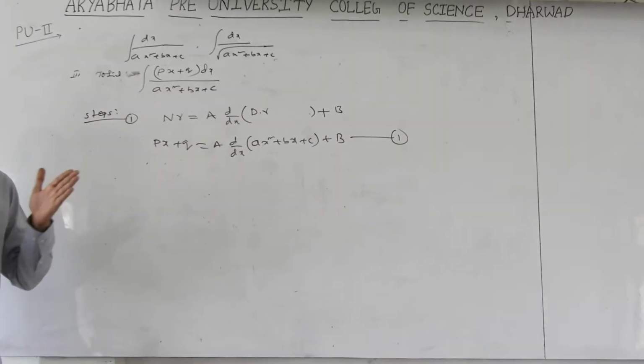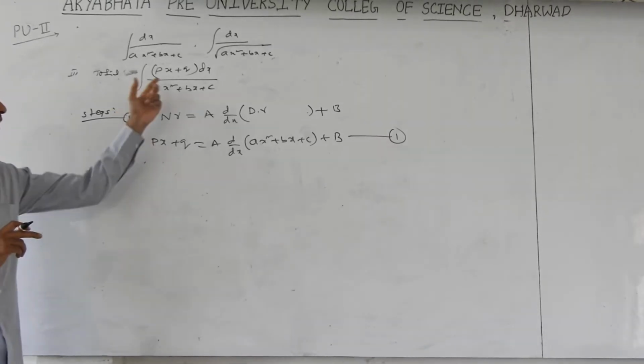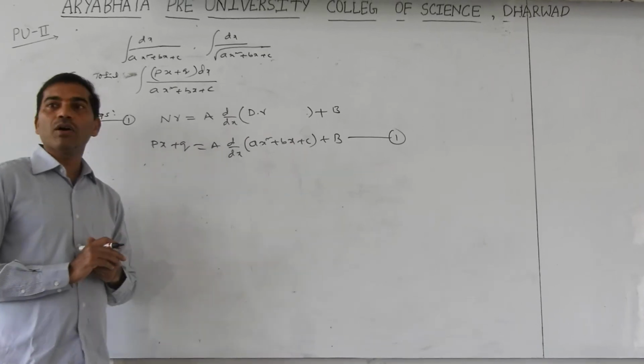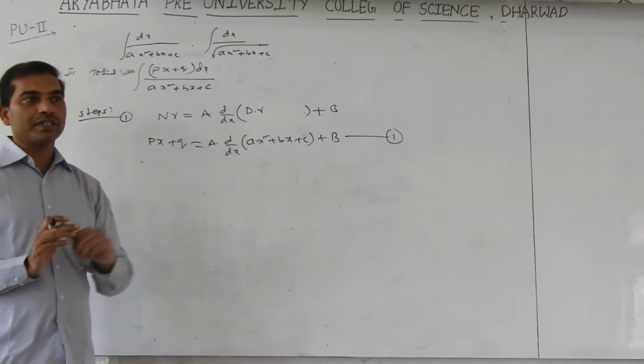Because we have to split to find the integration. The idea is this: when it is this form, the numerator will be of this form. Let's find A and B. How can we find A and B? By equating the coefficients of x and the constant.